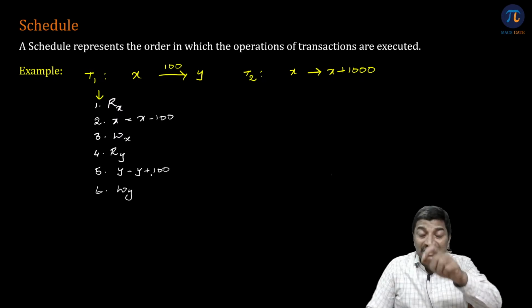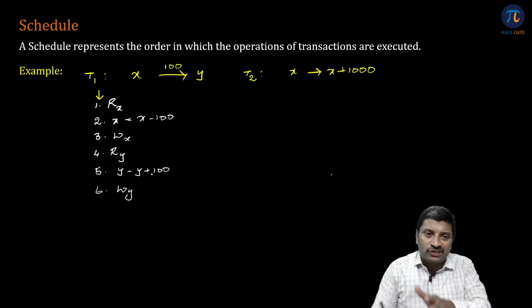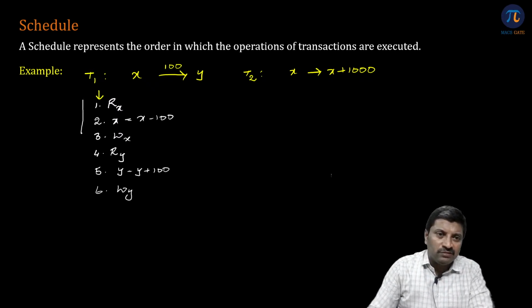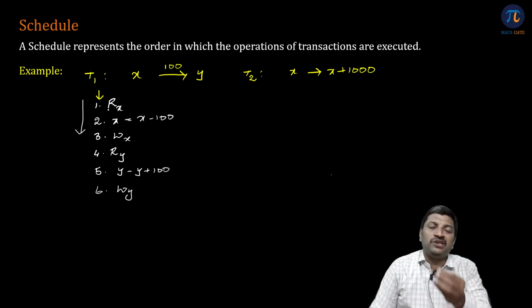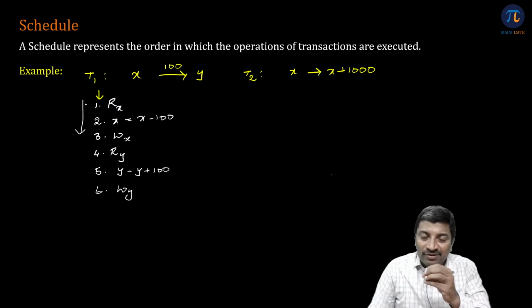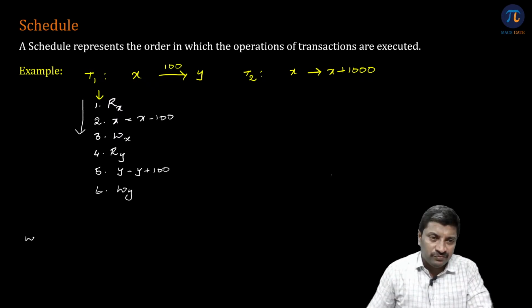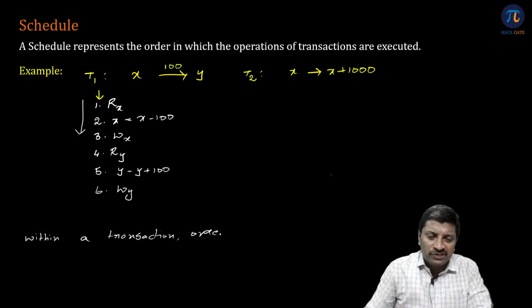This is the sequence of operations in the transaction. Please note that within a transaction, this order cannot be changed, because first I need to read the value of X, then only I can modify the value. After modification, I need to update the database. So within a transaction, this is the main important note, sir: within a transaction, the order of operations cannot be changed.